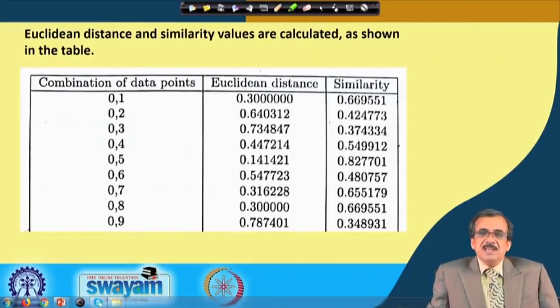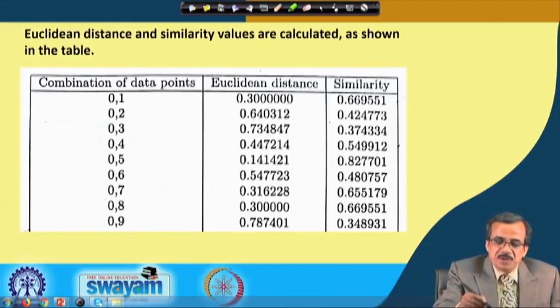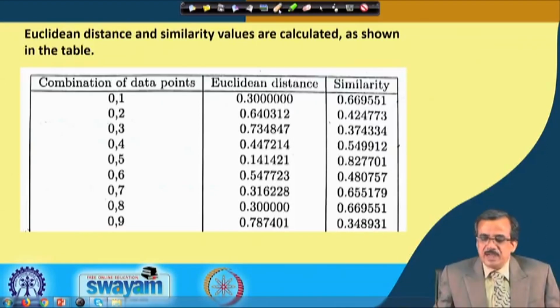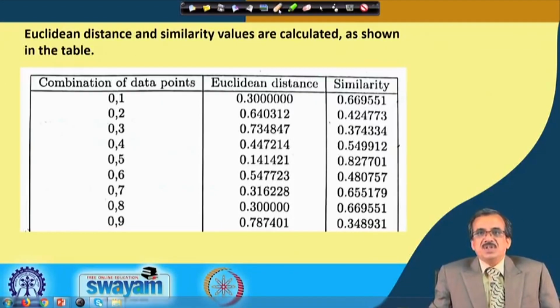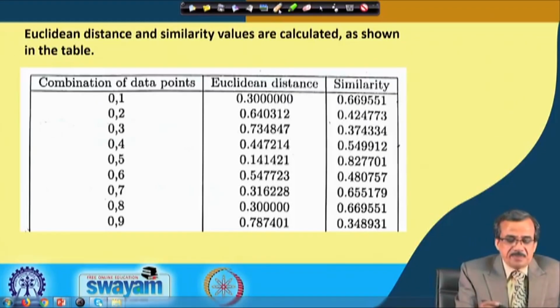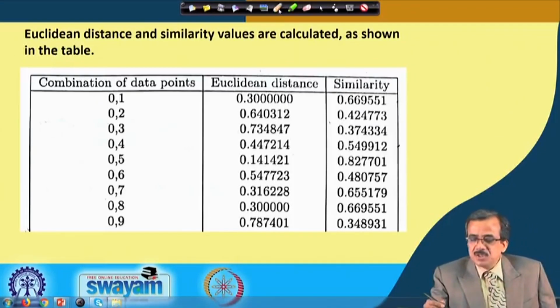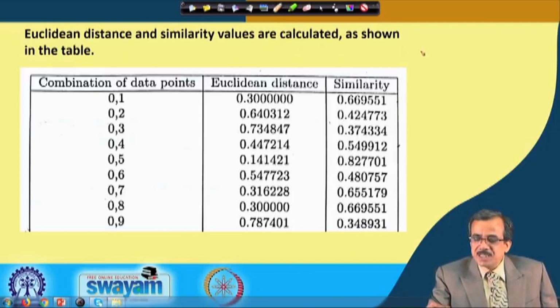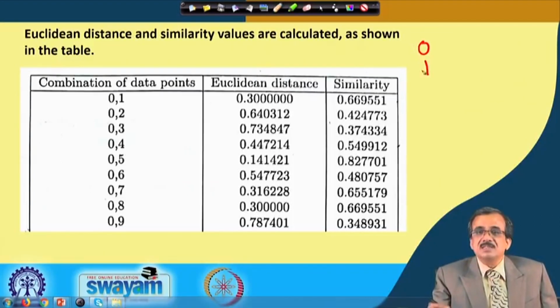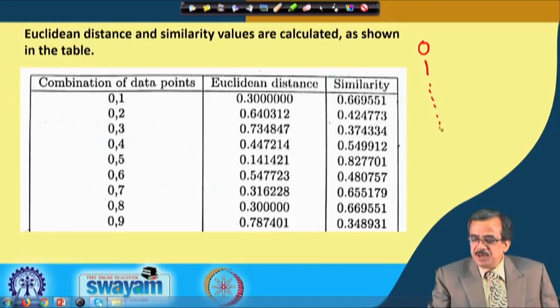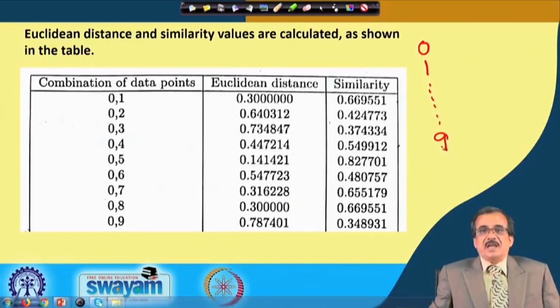Now, if I just calculate what should be the Euclidean distance value and what should be the similarity, we can find out. So, there are 10 points. The way I am marking, the first point is marked as 0, the second point is marked as 1, similarly, the 10th point is marked as 9.